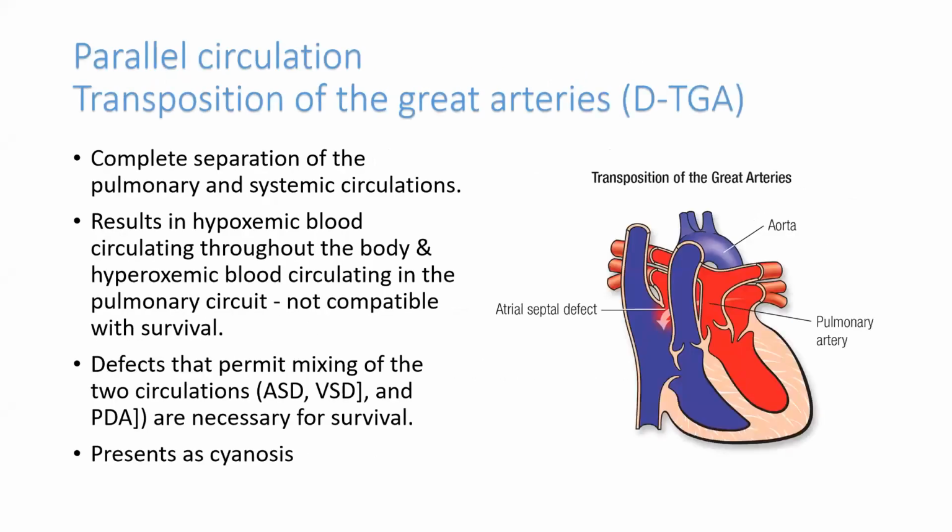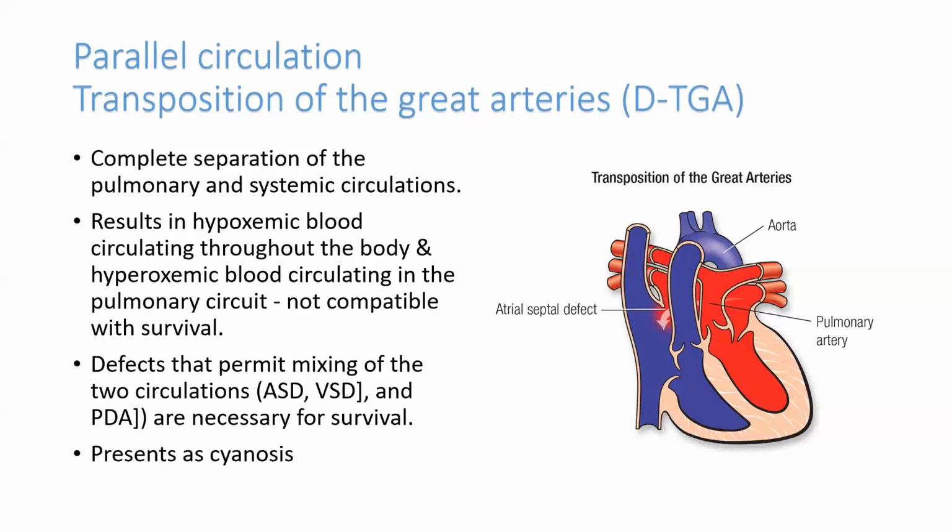Then the other one is the TGA, which I explained earlier, especially in a setting of intact intra-atrial septum, intact interventricular septum, and there are parallel circulations. This becomes incompatible with life and needs the presence of a lesion where mixing of these two parallel circulations can occur.